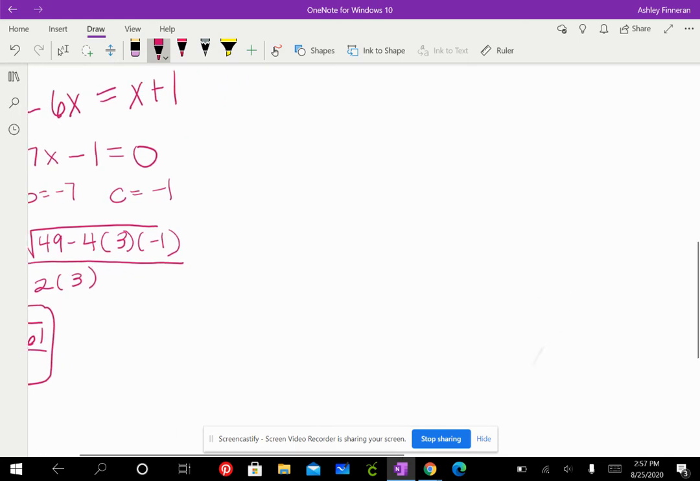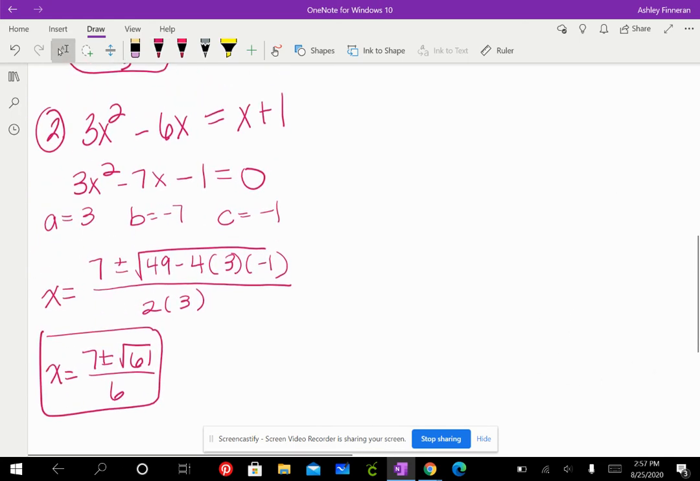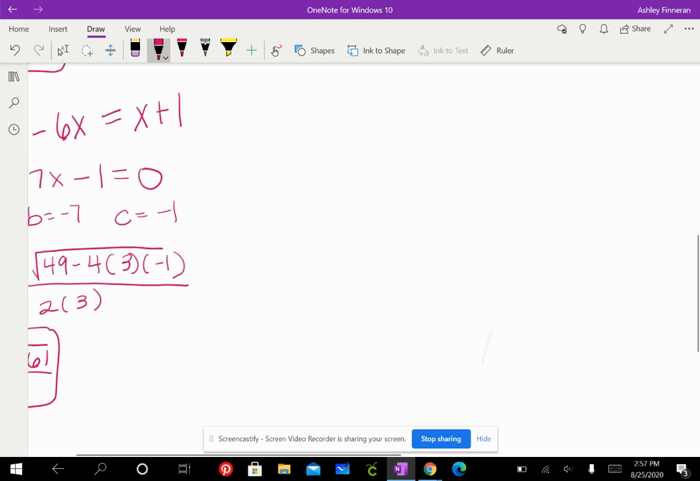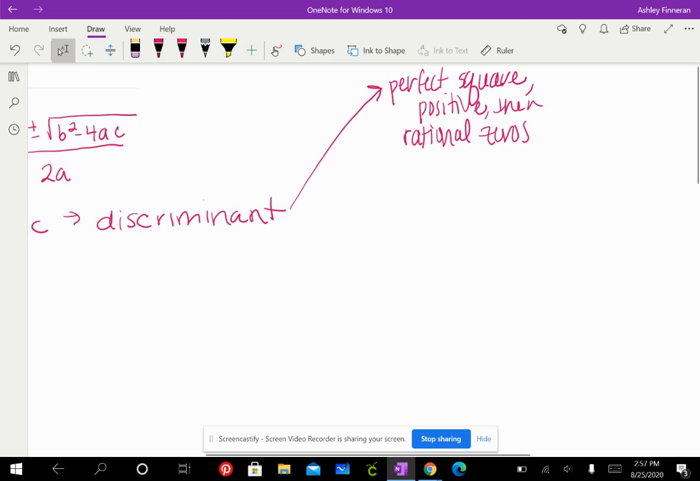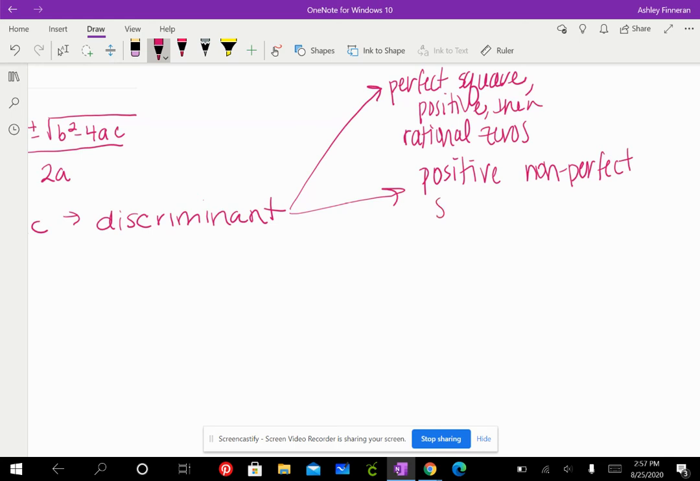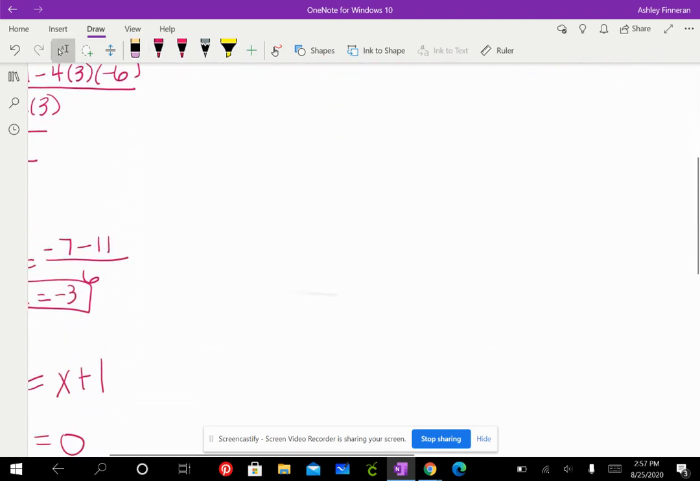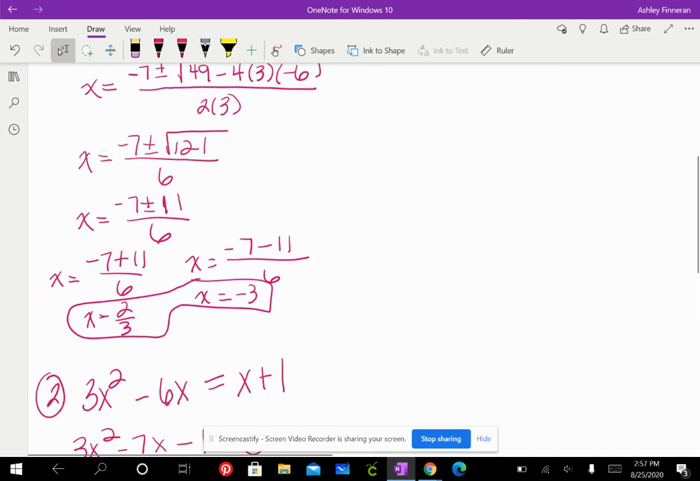So if it is just a non-perfect square as a discriminant that is positive, let's go back up to our list. So our second case was a positive non-perfect square. You just need to simplify and clean up. And you get 2, and we call those irrational numbers. They are decimals that don't end.